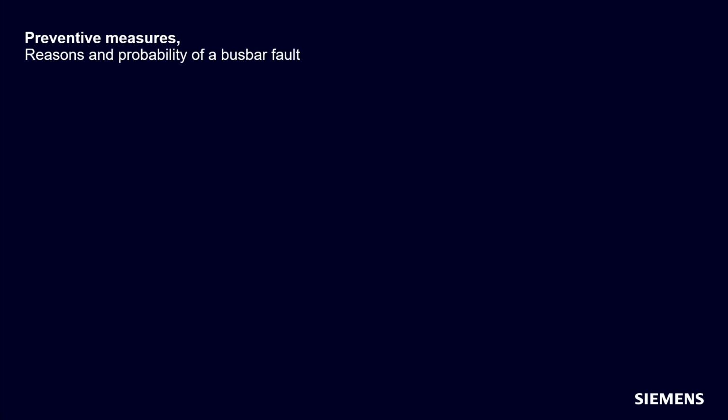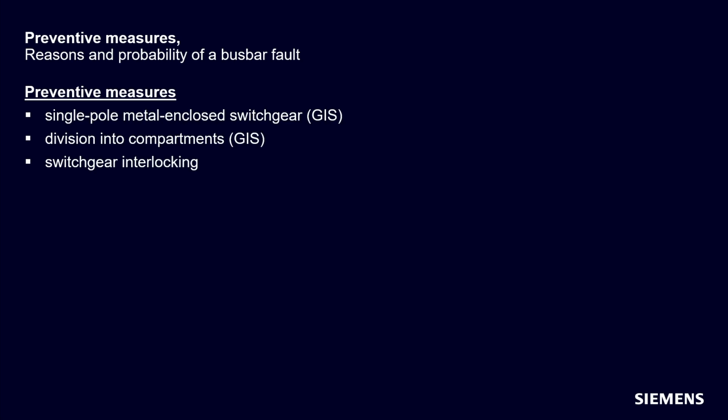Reasons and probability of a busbar fault. What are the typical preventive measures? Typical preventive measures are single-pole metal-enclosed switchgears, so-called GIS stations. With GIS stations, we also have a division into separate compartments. This reduces a lot the probability of a short circuit on our busbar. And of course, state of the art, you typically have switchgear interlocking available in each substation.